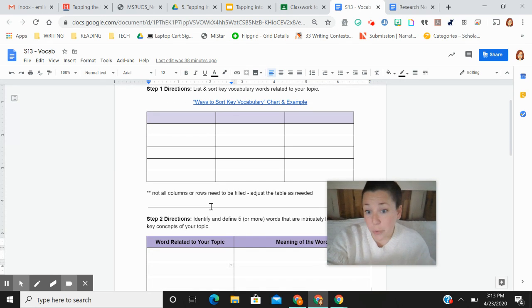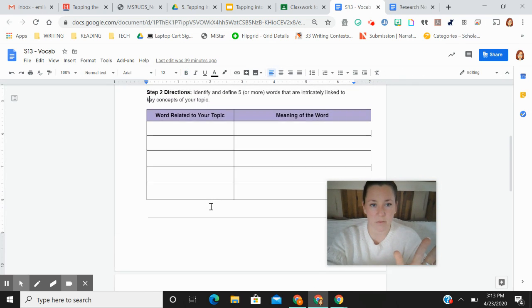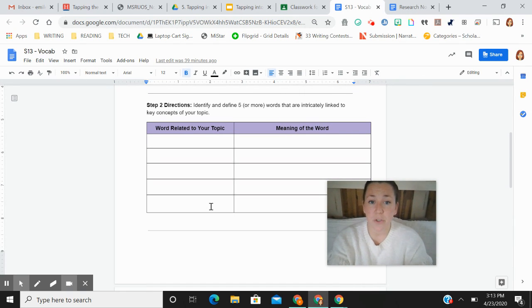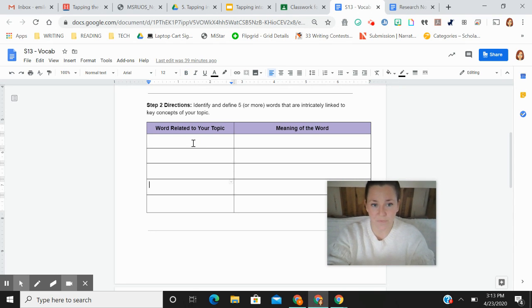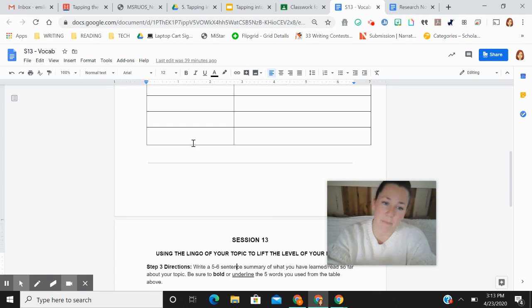After you sort your words, you can choose your 5. Step 2, choose your 5 most important terms, the things that you would basically need to understand, the top 5. You have to understand what these terms mean in order to have a really good grasp on your topic. Put those 5 words here and give the meaning of them, right? Define them.